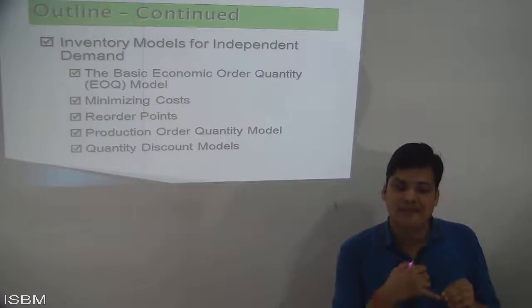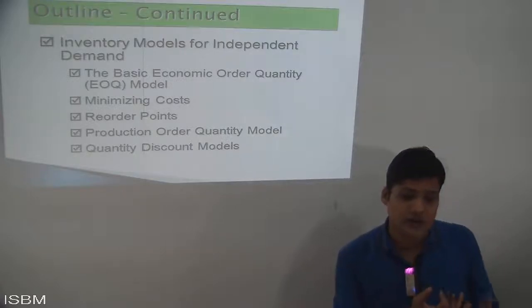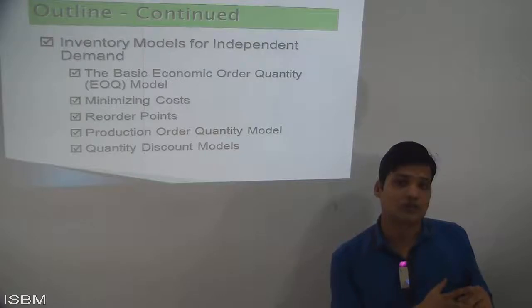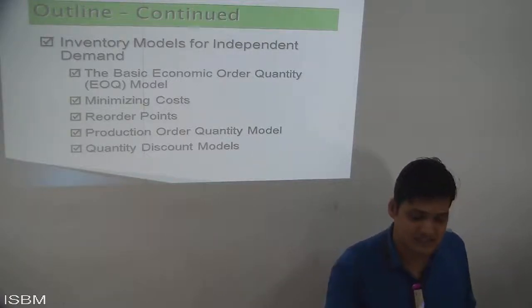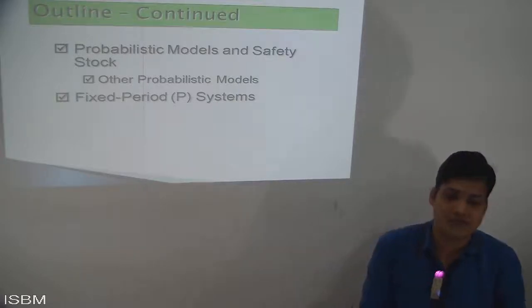Then what is the minimizing cost required for that? Then reorder points we require. Then the production order quantity model. Then the quantity discount model. What is the discount model? We will learn these things in the next slides. Then the probabilistic model and safety stock.